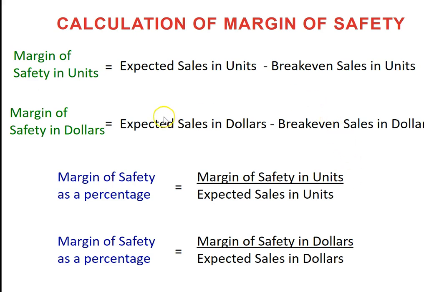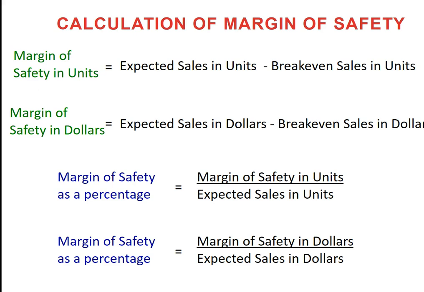So these are the formulas for how to calculate margin of safety. It looks like a lot, but it's very simple. The idea is margin of safety means the extra cushion amount of sales, extra expected sales on top of your break-even sales. That means how safe the company is on top of their break-even sales. Of course, break-even is the point the company should not go below, otherwise they would face losses.